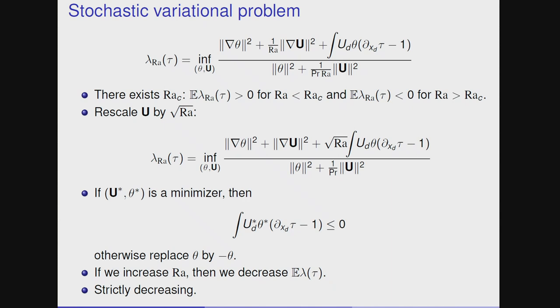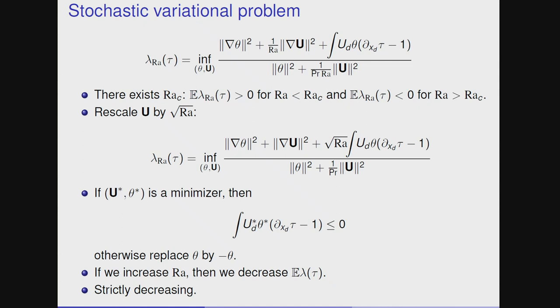I'm sorry. I messed up a little bit. Bear with me for a second. I need to do a very, very quick substitution. What I do, I rescale u by the square root of Rayleigh. That really means that the Rayleigh from here will disappear, Rayleigh from here will disappear, and it will show up here as a square root of Rayleigh. There's no other Rayleigh there.